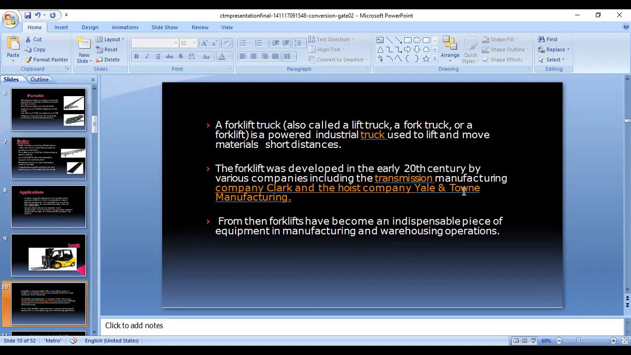The forklift was developed in the early 20th century by various companies, including the transmission manufacturing company Clark and the Yale company, and Towmotor Manufacturing. From then, forklifts have become an indispensable piece of equipment in manufacturing and warehousing operations.